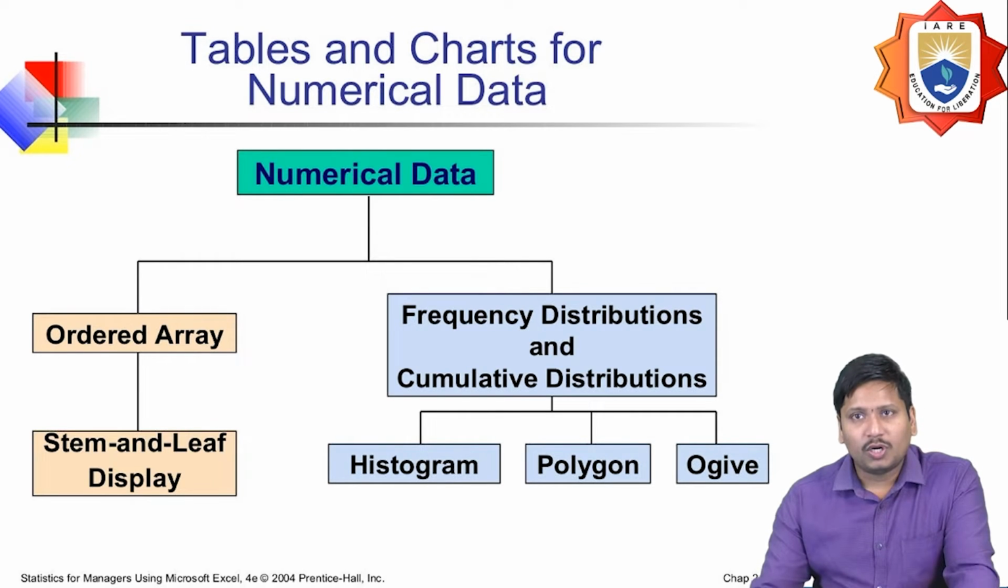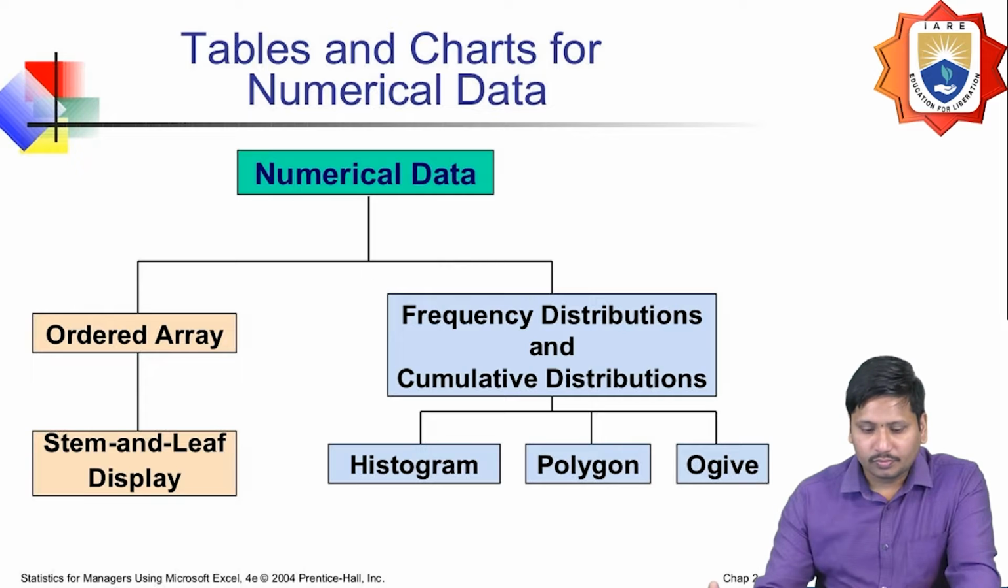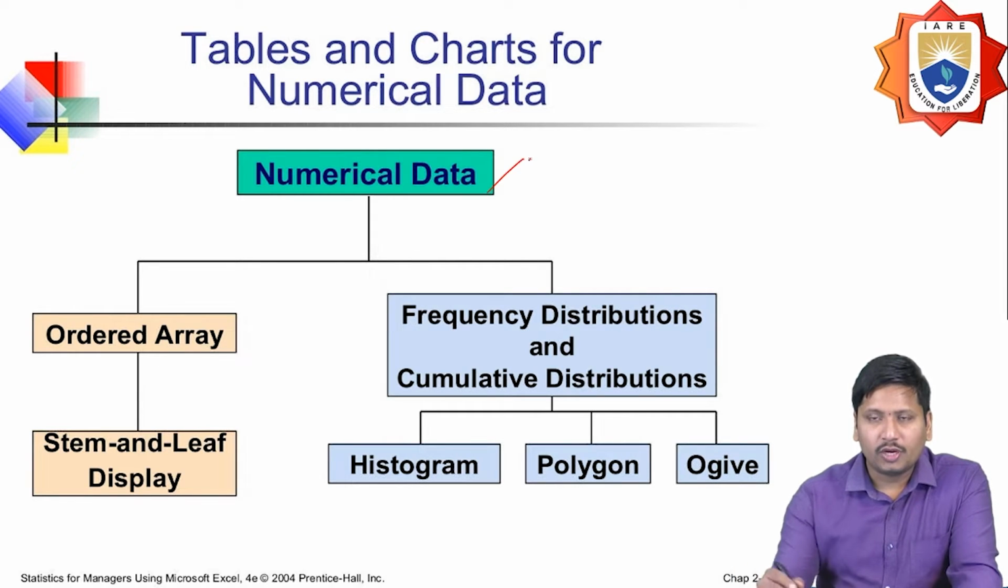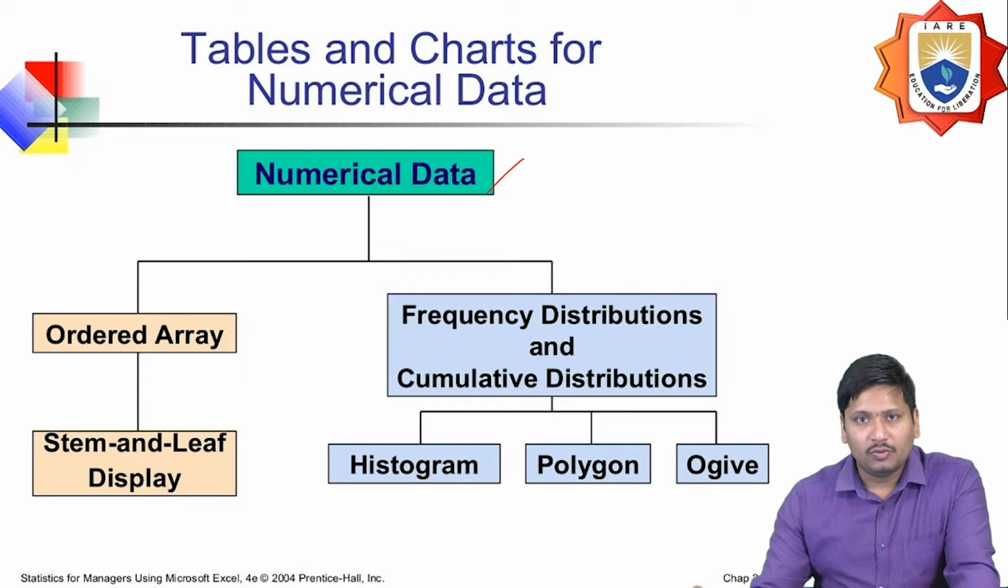What are the graphs we have for implementing the ordered array of numerical data and the frequency distributions of numerical data? For the ordered array, we have the stem and leaf display graph. If I construct the frequency distributions, we have the histogram and the polygon. These are the various graphs we have for numerical data. Numerical data is where you have numerical values, and categorical data is the other kind of data where we don't have numerical values.